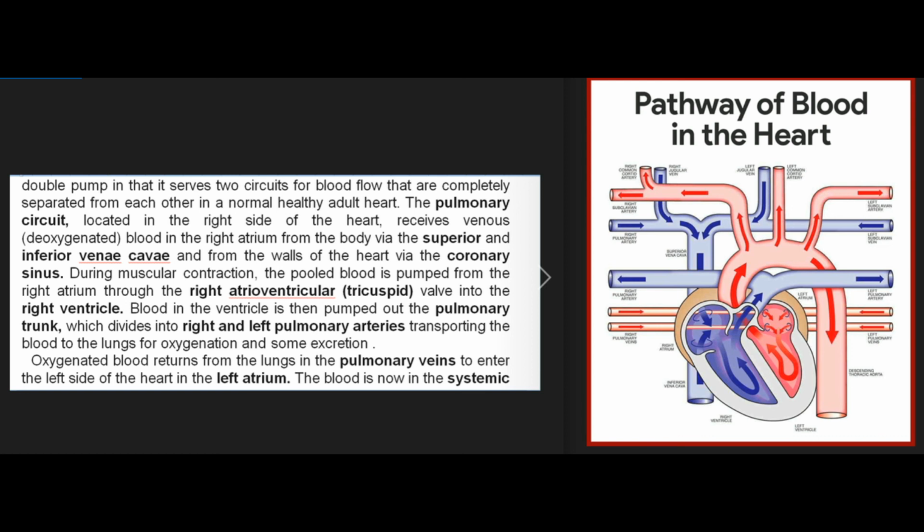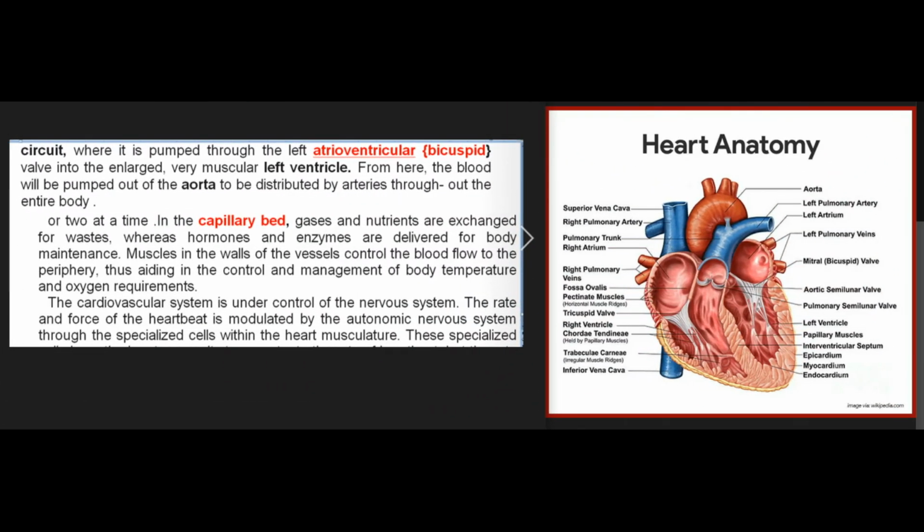right ventricle. Blood in the ventricle is then pumped out the pulmonary trunk, which divides into right and left pulmonary arteries transporting the blood to the lungs for oxygenation and some excretion. Oxygenated blood returns from the lungs in the pulmonary veins to enter the left side of the heart in the left atrium. The blood is now in the systemic circuit, where it is pumped through the left atrioventricular bicuspid valve into the enlarged, very muscular left ventricle. From here, the blood will be pumped out of the aorta to be distributed by arteries throughout the entire body.